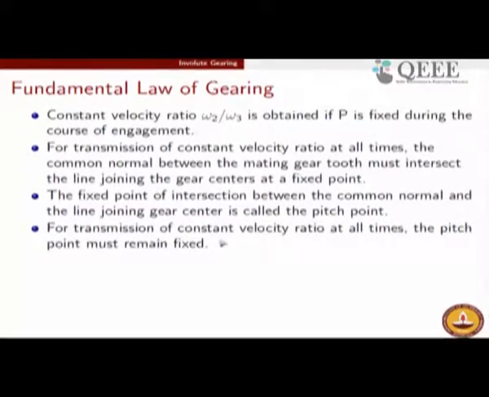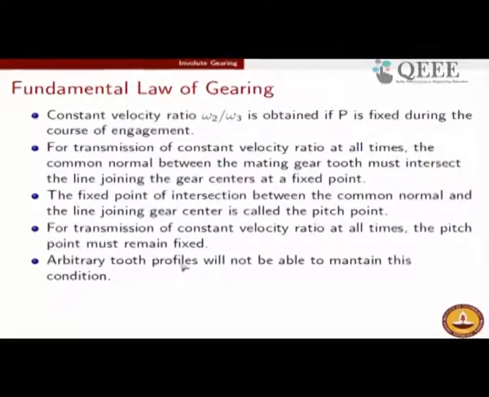As I said, for transmission of constant velocity ratio at all times, the pitch point must remain fixed. This is very important. If that does not happen, then the ratio of omega 2 by omega 3 will keep changing, and thereby it is detrimental for the operation of the gear. And the reason why the tooth profile geometry has to be very carefully selected is to maintain this condition.